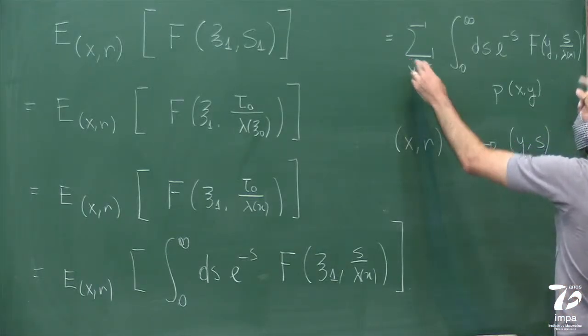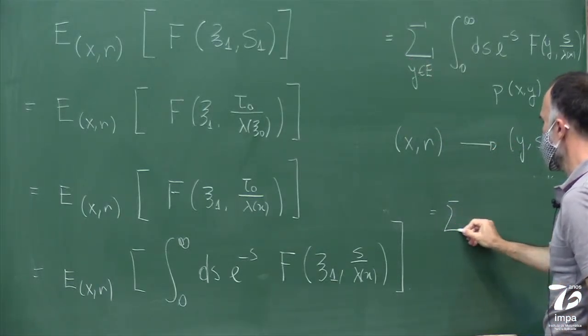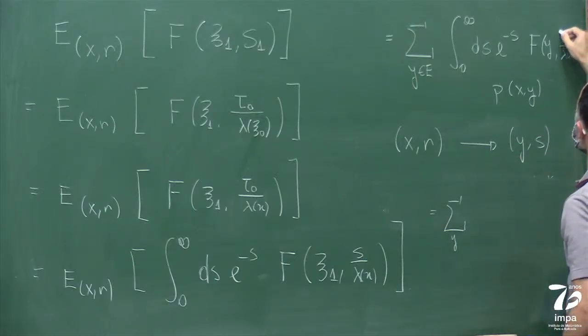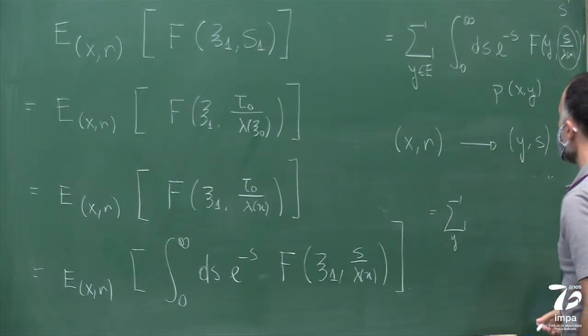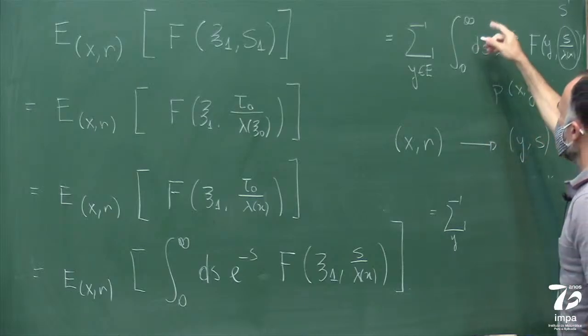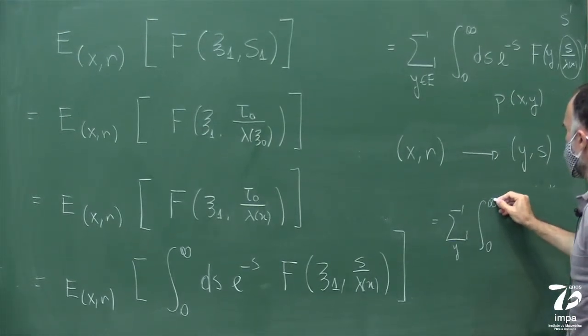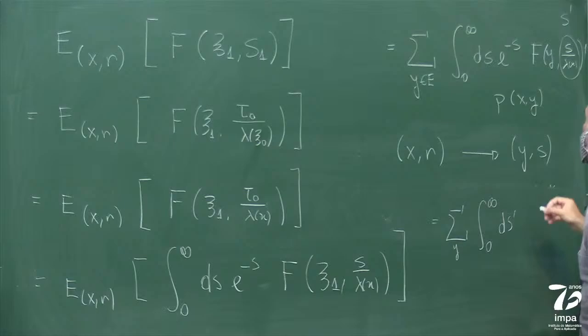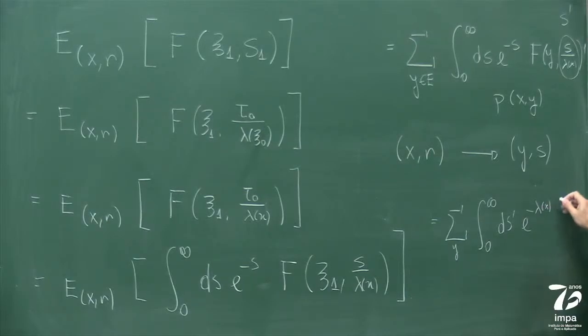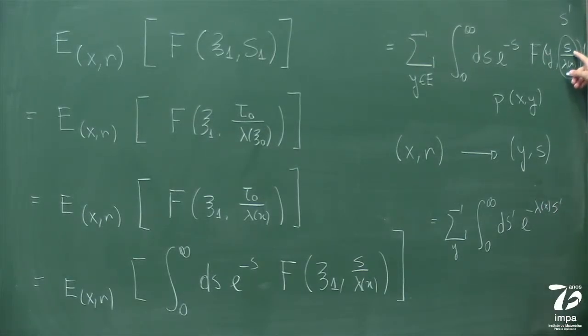So I will rewrite this sum as a sum over y. So I'm changing variables here. I'm calling this s prime. So I'm still integrating from 0 to infinity ds prime. But now s is lambda x s prime. So I have here minus lambda x s prime. And ds will be lambda x ds prime.